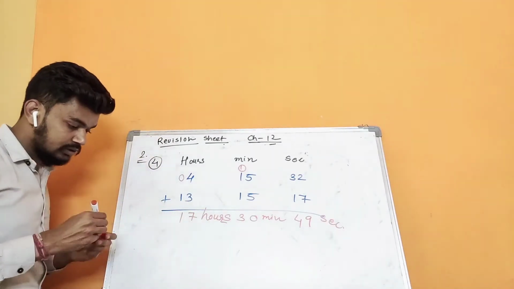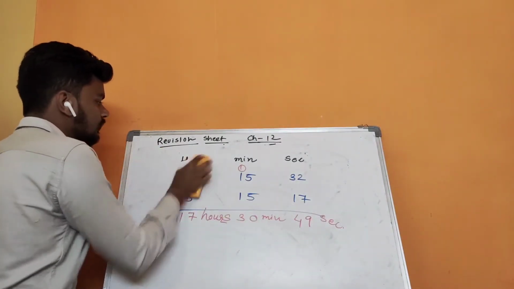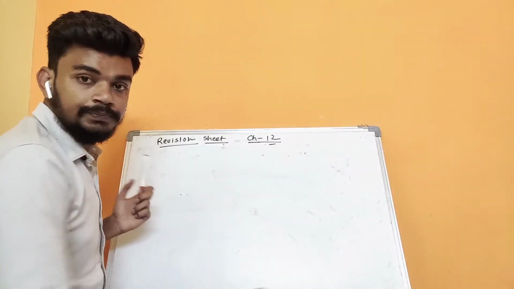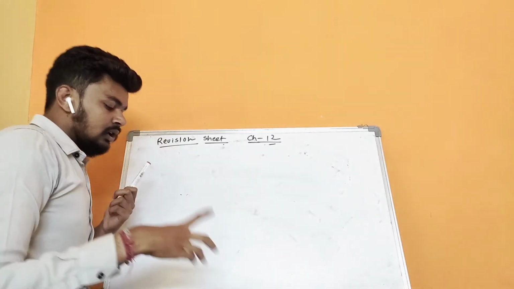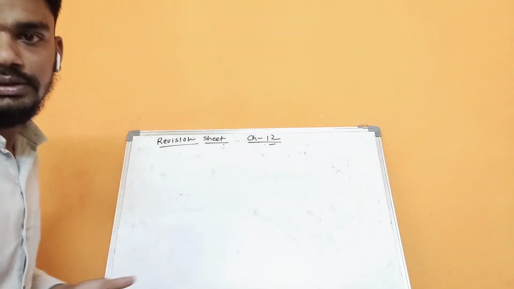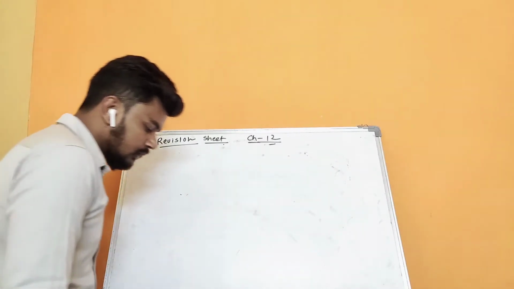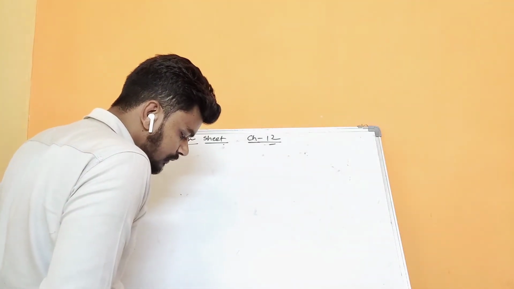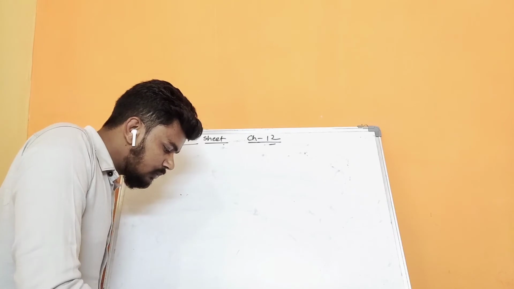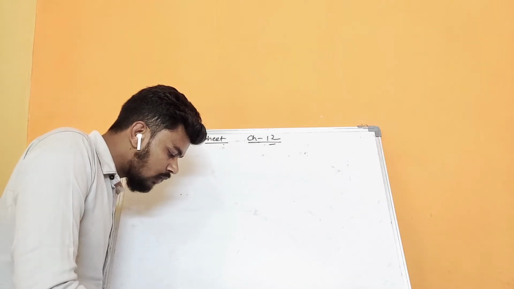Okay, so that's how you have to do the second question. Remaining two questions you have to do it by yourself. Okay, let's do the next question, which is the third one. Again you have to arrange it in the column only, but this time you have to do the subtraction. In this one there are given 4 questions only. I am doing the first one and last one.